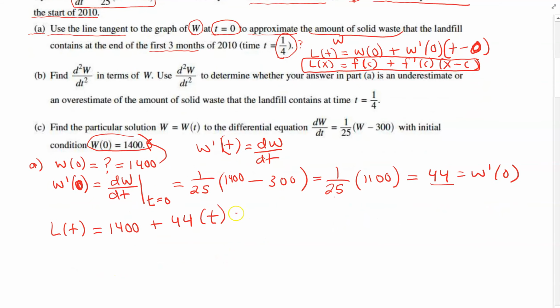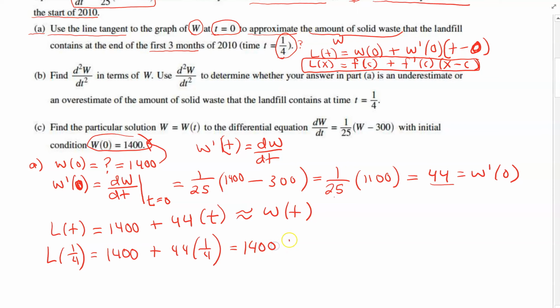Now this is going to approximate my actual value of W. And so what I want to do is figure out the amount of solid waste after 3 months have passed, which would be when time is 1/4. So it'd be 1,400 plus 44 times 1/4, which is 1,400 plus 11, which is 1,411 tons, right? This is the approximate value for W of 1/4. Not the exact value, but it gives us an idea of how much waste would approximately be there.